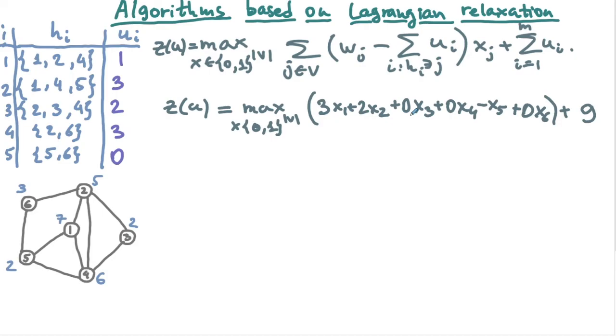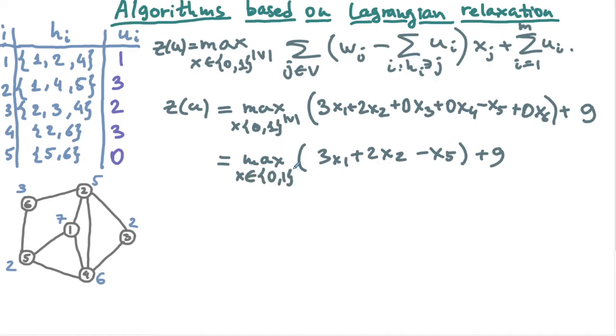So we can see that there are 3 variables that have 0 coefficients, and what remains is really the maximum of 3x1 plus 2x2 minus x5 plus 9 for x in {0,1}. And obviously the maximum will be achieved by setting x1 and x2 to 1 and x5 to 0. And this maximum is going to be 14.